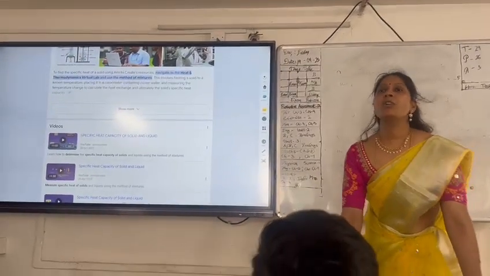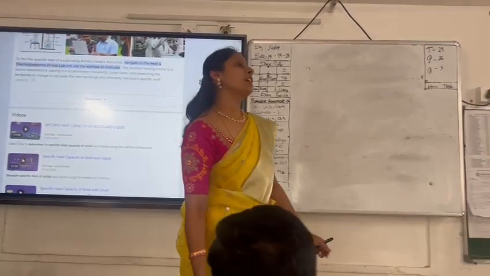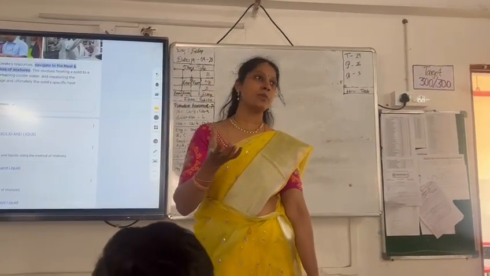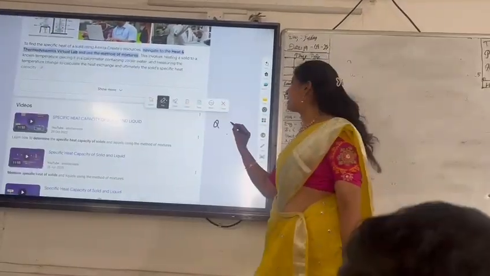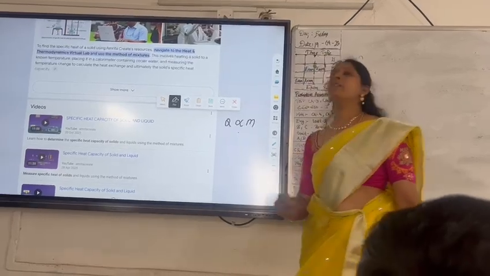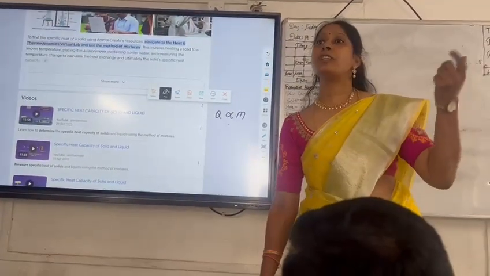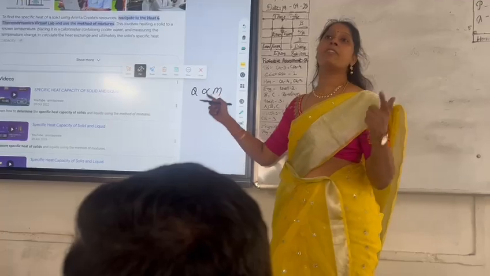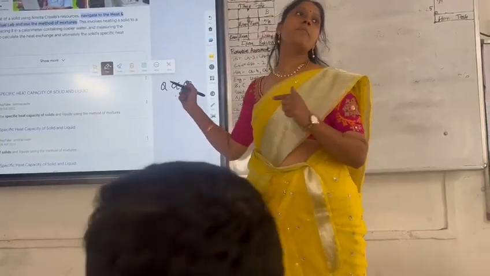Given a solid, you already know what is meant by specific heat. Specific heat means the amount of heat energy required to raise 1 unit mass of the body by 1 degree centigrade. Q is directly proportional to the mass of the body. For cooking 1 kilogram of rice you need less energy, but for 2 kilograms we need more heat energy. So if the mass of the body increases, the required amount of heat energy also increases. That is why Q is directly proportional to the mass of the body.